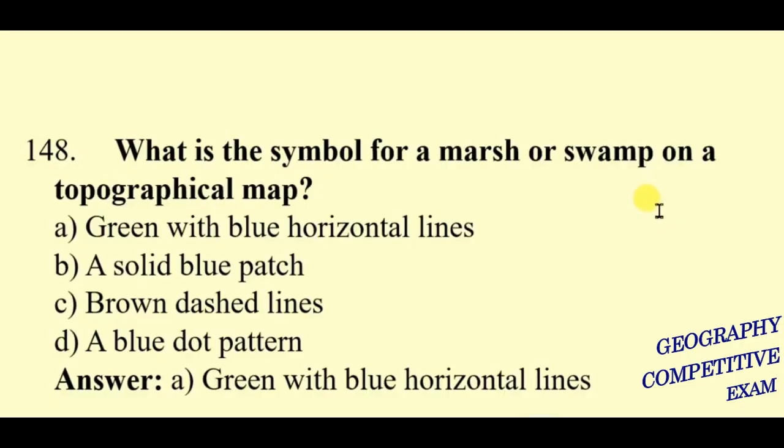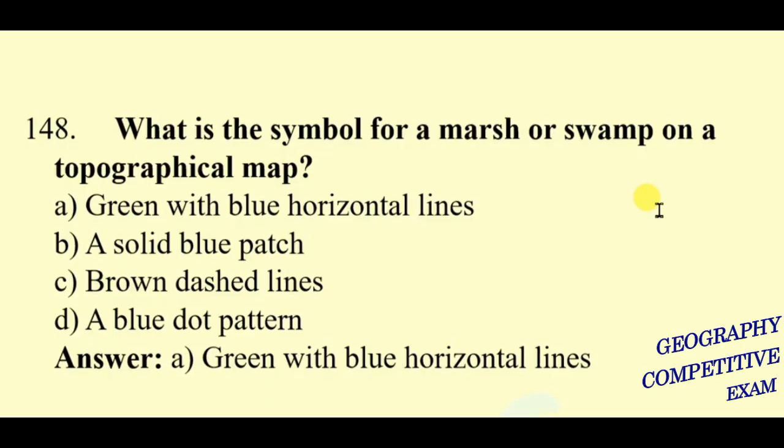Question 148. What is the symbol for a marsh or swamp on a topographical map? Green with blue horizontal lines, a solid blue patch, brown dashed lines, a blue dot pattern. Here the right answer will be green with blue horizontal lines. It shows the swamp or marsh area.